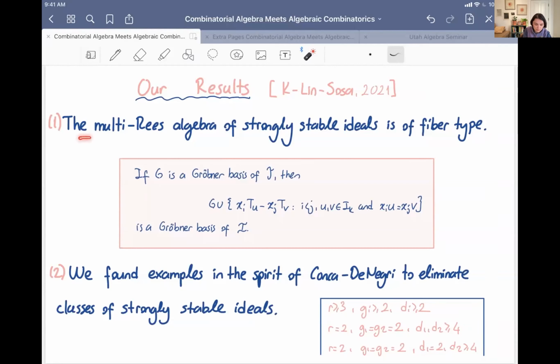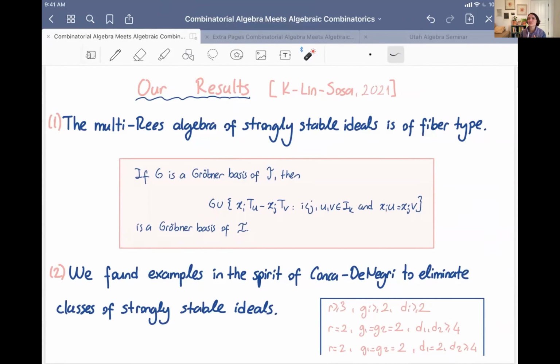So the first thing that we proved is the multi-Rees algebra of strongly stable ideals is of fiber type. And what we actually proved is if you have a Gröbner basis for the defining ideal of the special fiber, you can take its union with this set of quadratic binomials, and it forms a Gröbner basis of the defining ideal of the Rees algebra. So this is nice because if you find a quadratic Gröbner basis for this one, then you will have a quadratic Gröbner basis for this one. And then Koszulness of the special fiber implies Koszulness of the Rees. So that was the first thing.